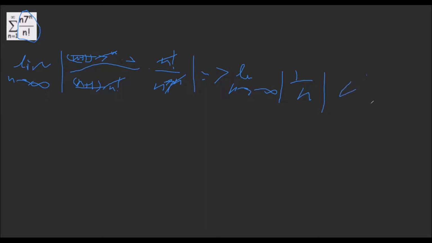Now, this has to be less than 1 for it to converge. Is this less than 1? Well, the limit as n approaches infinity of the absolute value of 1 over n is actually equal to 1 over infinity, which is equal to 0. So we end up with 7 times 0, which is 0, and 0 happens to be less than 1. So, in conclusion, the infinite series as n equals 1 to infinity of 7 to the power of n over n factorial converges by the ratio test.